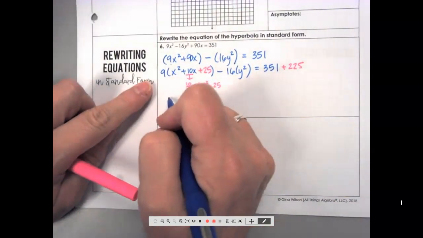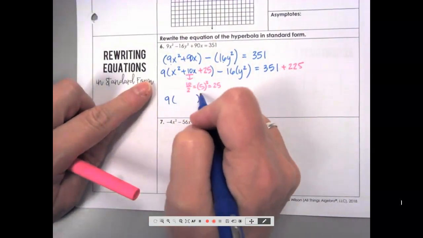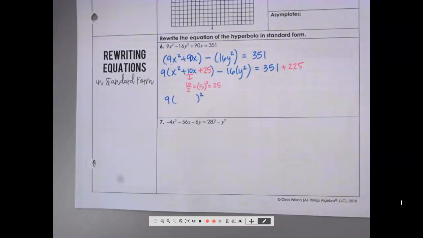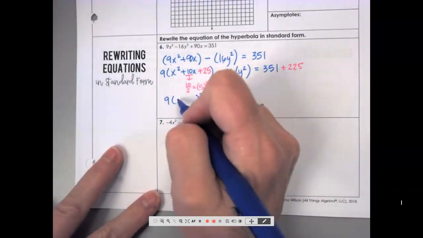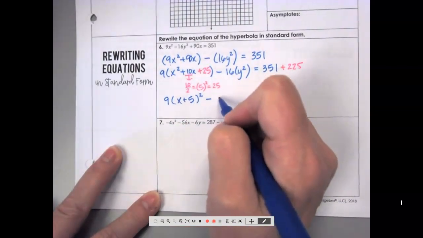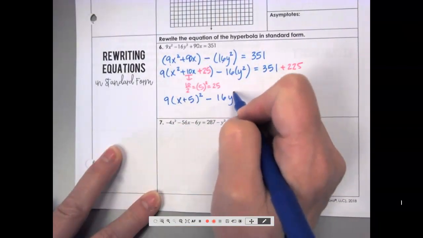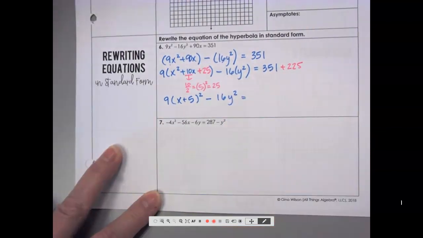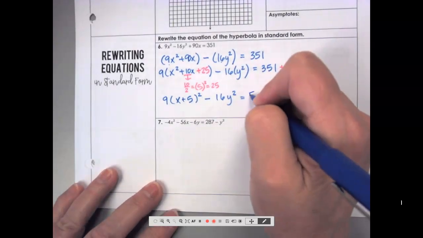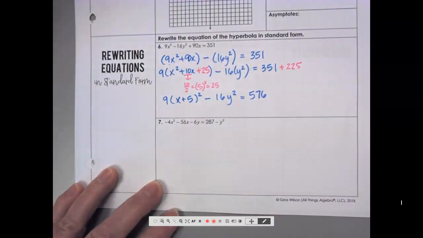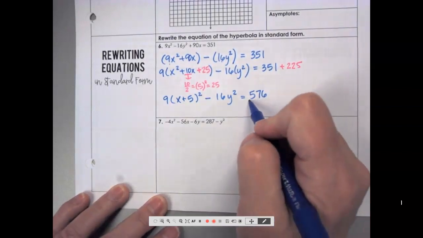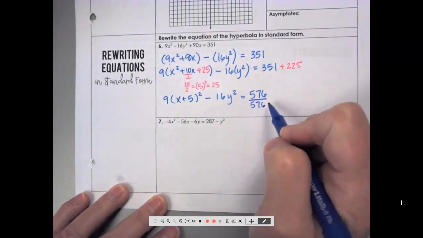Next step, we're going to factor. What are my factors of x squared plus 10x plus 25? 5. X plus 5 squared. Okay, nothing to do with the y's. And when I add that up, that is 576. That needs to be a 1, so I'm going to divide everything by 576.